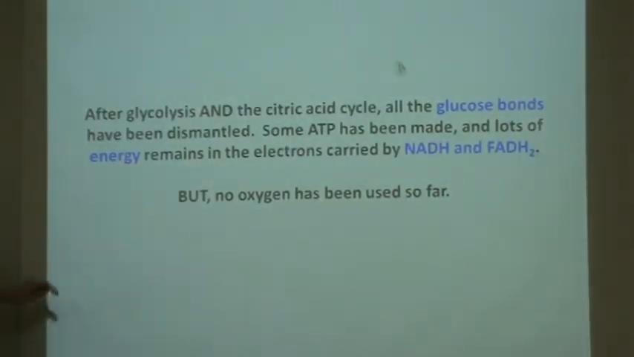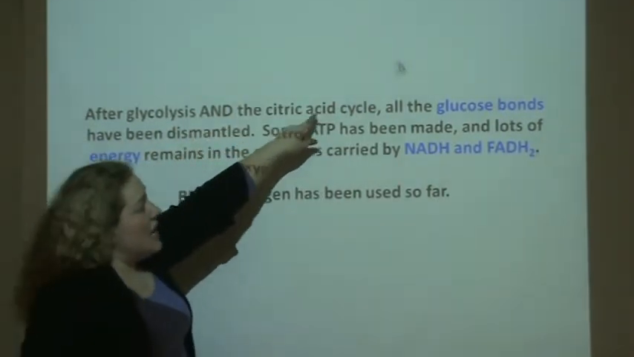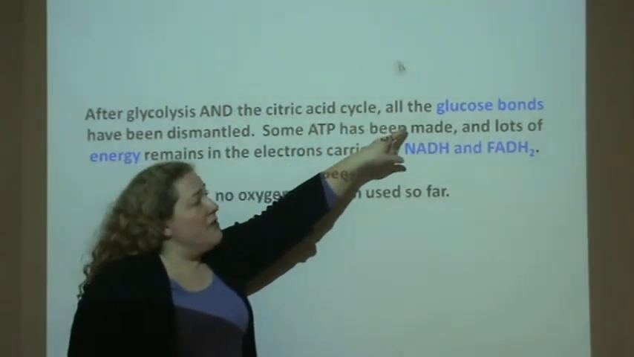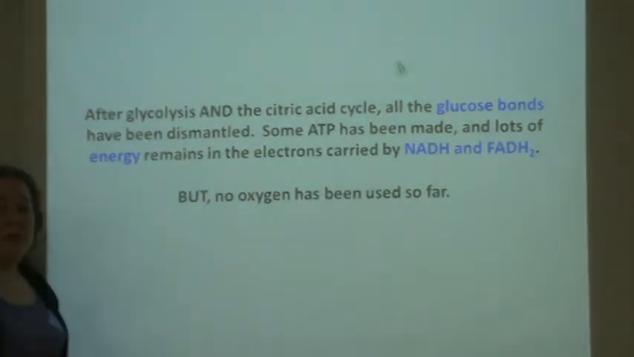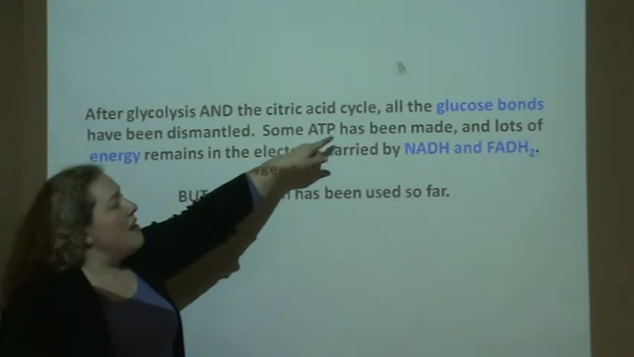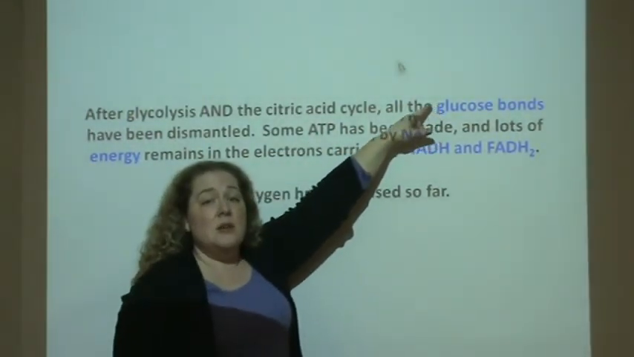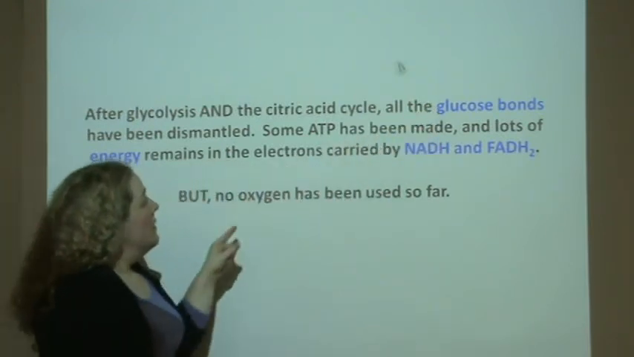So, glycolysis has happened now. Citric acid cycle has happened now. And by that point, all of the original covalent bonds in glucose have been broken down. There are no more carbon chains left. All of the carbons have been released from glucose in the form of carbon dioxide, which we blow out with our breath, every breath we take.